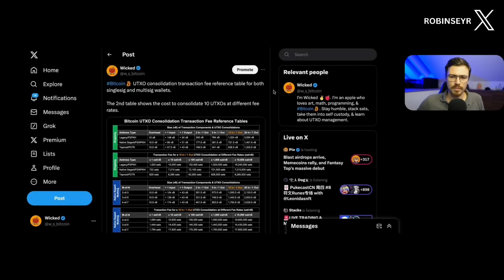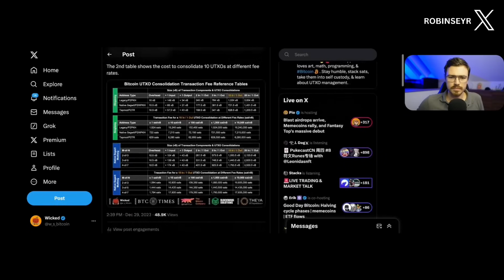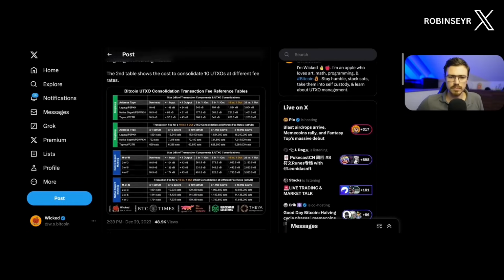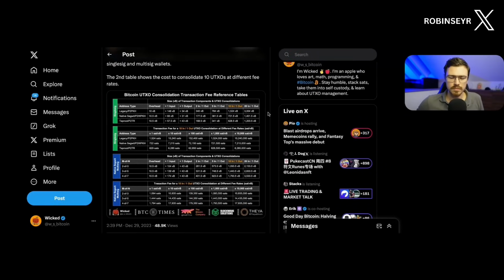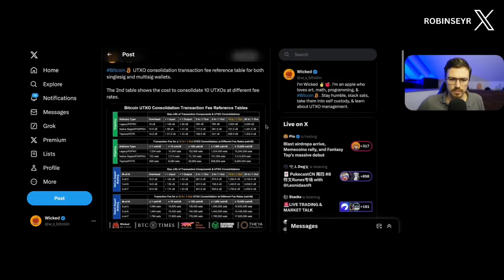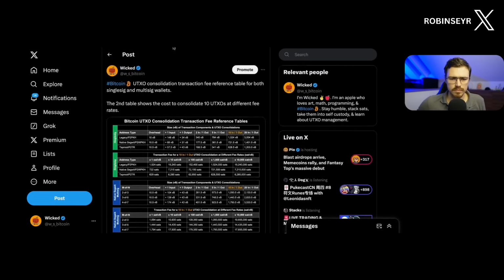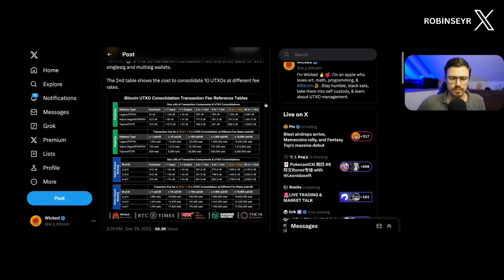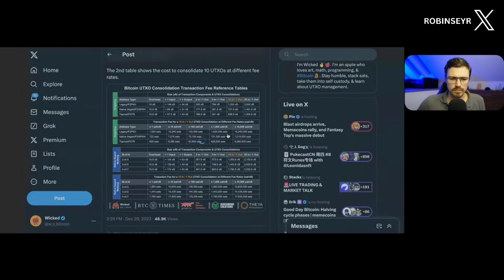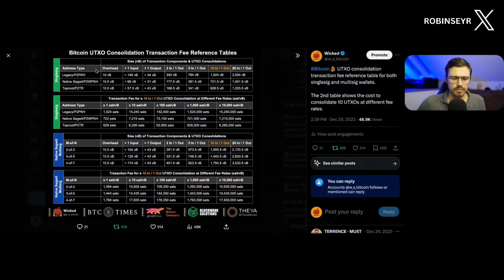I have this reference table. It's a UTXO consolidation transaction fee reference table. I put this out on Twitter, and I'll send you the link to this if you want to include it. But basically, we look through this table.